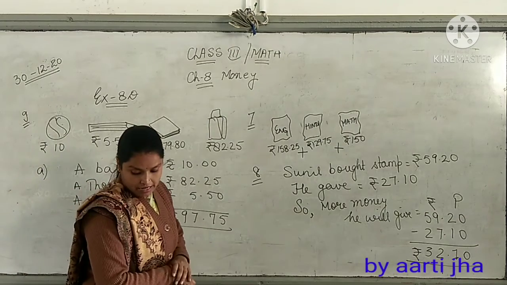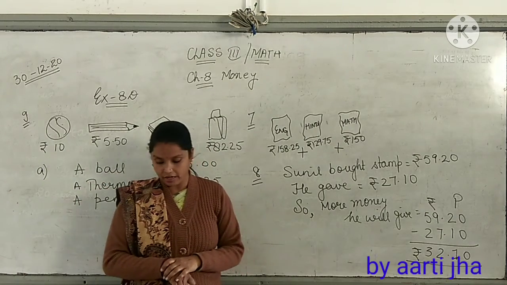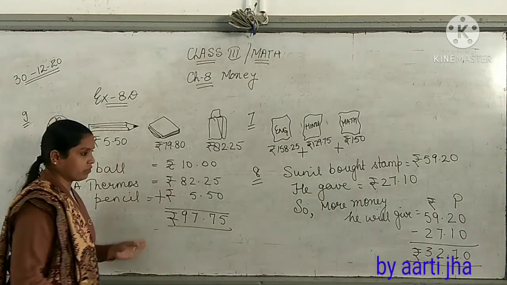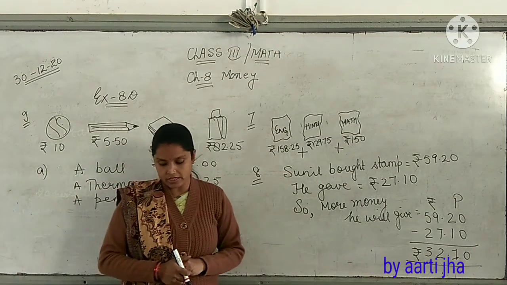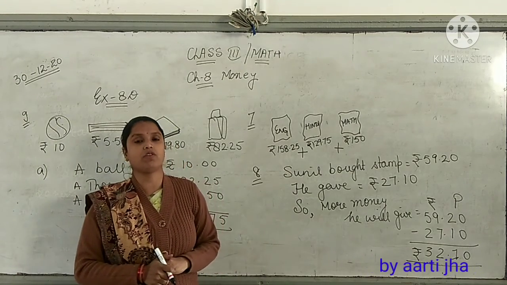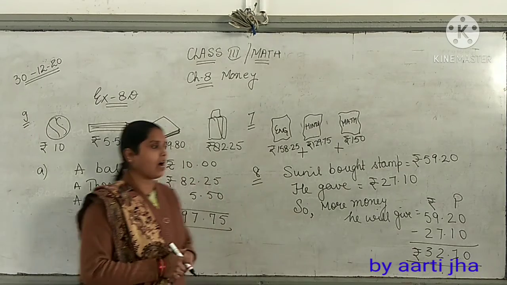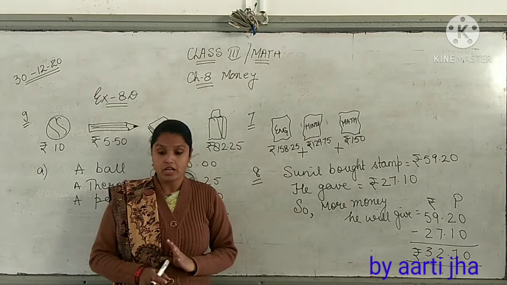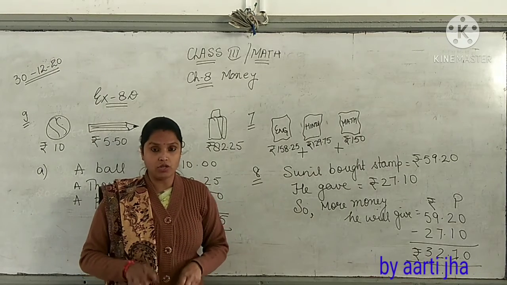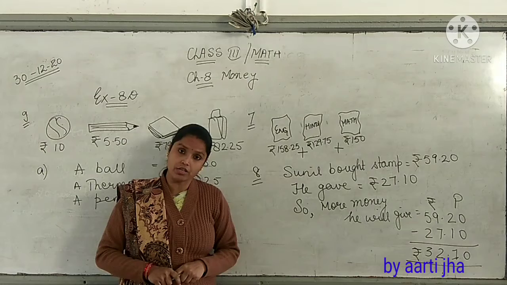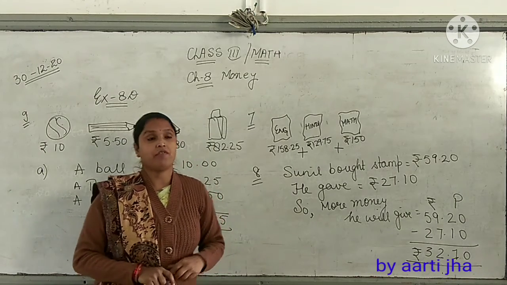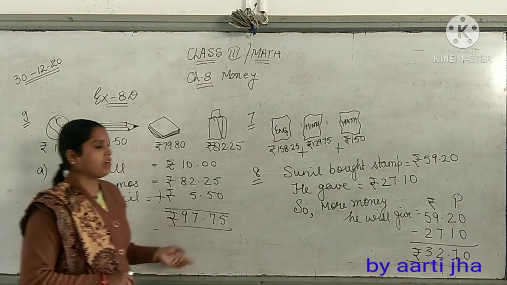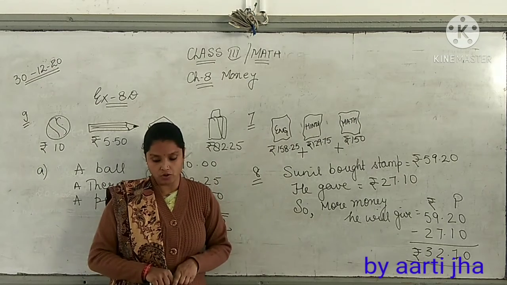Similarly, the B and C parts you will do, where first you will write the value of the book, then of the thermos, and after that you will add them up to get the answer as I got in the first part. Okay children, so in today's video we have done question number 6 to question number 9 with the solution. I have given you a question for doing it on your own.